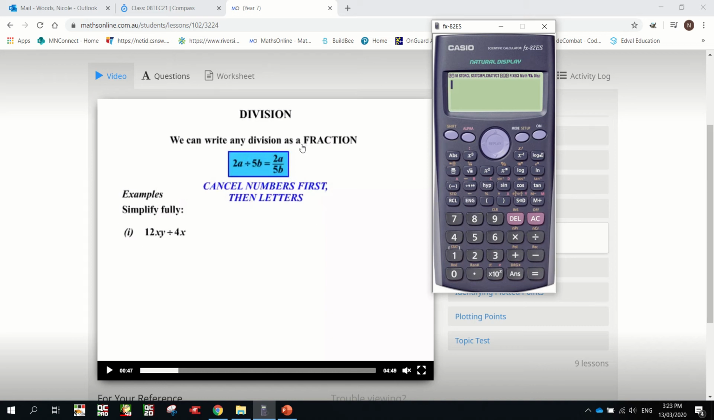So we can write any division as a fraction. So 2a divided by 5b is exactly the same as writing it as 2a over 5b, because that over line means divide by. Okay, it's just written a different way. It's exactly the same thing. The steps we follow, our rule is that we cancel our numbers first, then our letters.